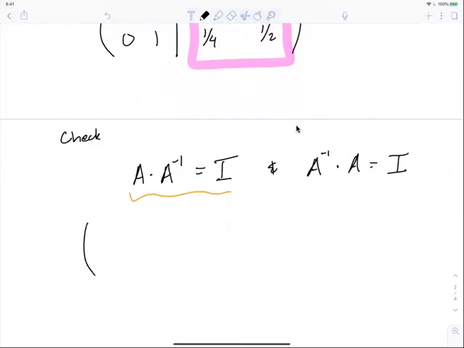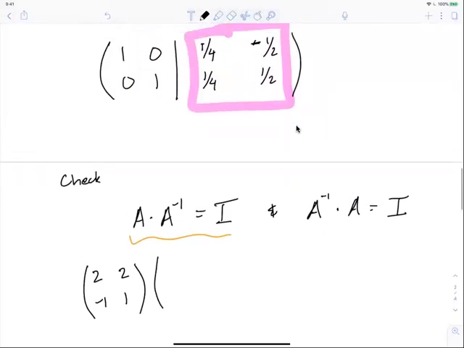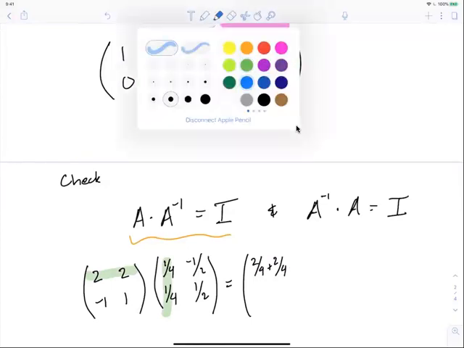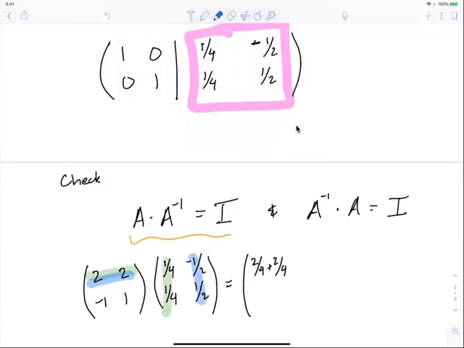So what did we start with? We started with 2, 2, minus 1, 1. And we got 1/4, 1/4, minus 1/2, 1/2. So we're going to do some multiplication here. So that's 1/4 times 2 plus 1/4 times 2. Sure enough, that's 2/4 plus 2/4. That's 1. That's exactly what we want. We need to do the first row times the second column. And that's 1 minus 1. That's 0, just like we want.